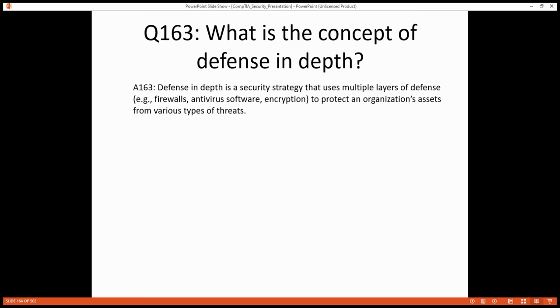Q163. What is the concept of defense in depth? A163. Defense in depth is a security strategy that uses multiple layers of defense, e.g., firewalls, antivirus software, encryption, to protect an organization's assets from various types of threats.